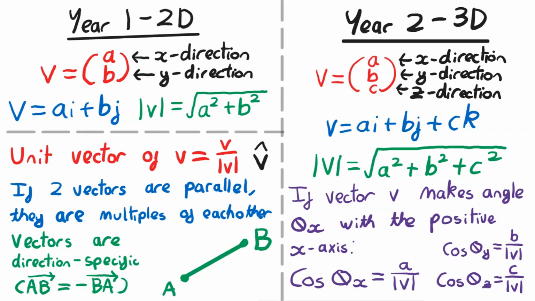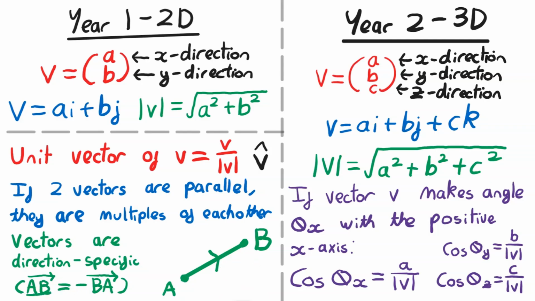One more thing that we talked about in year one is that vectors are direction specific. So what do I mean by that? Let's say that we have two points A and B. If we go from A to B in this direction, we have the vector AB.